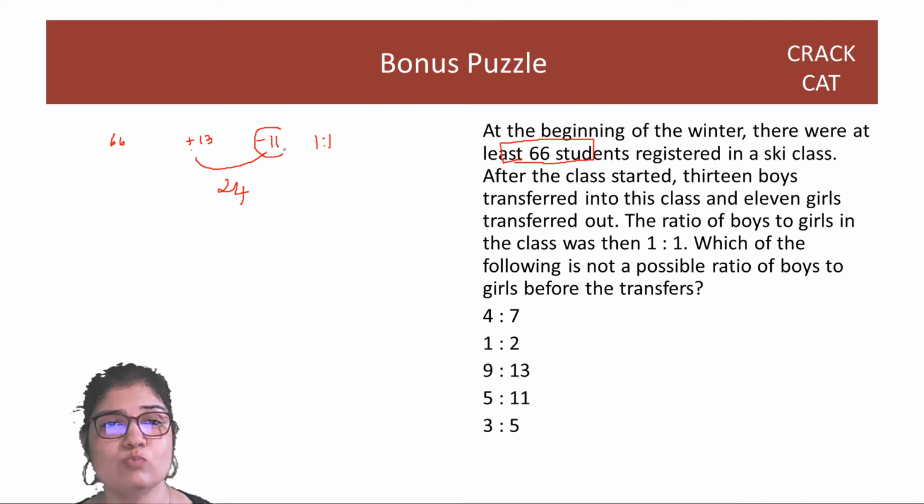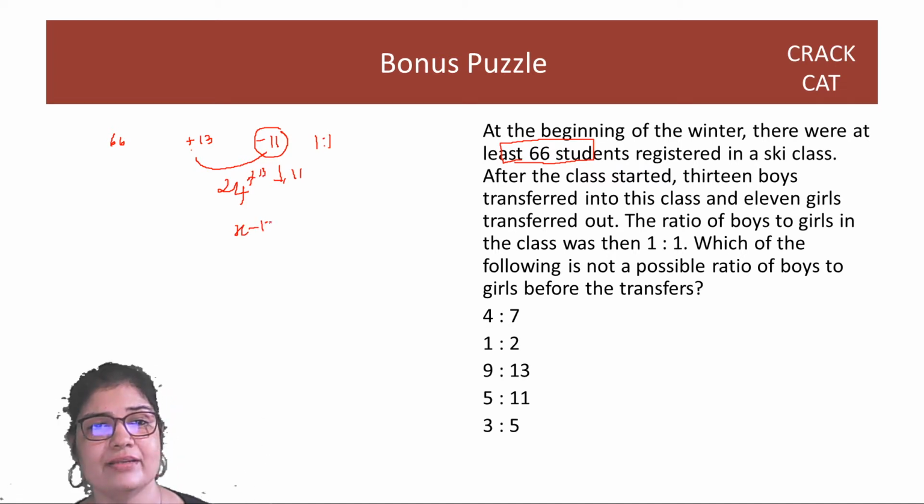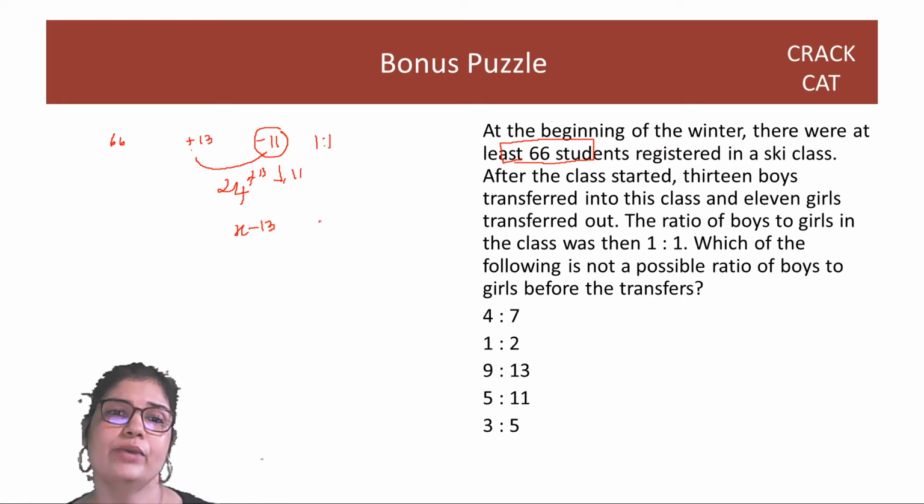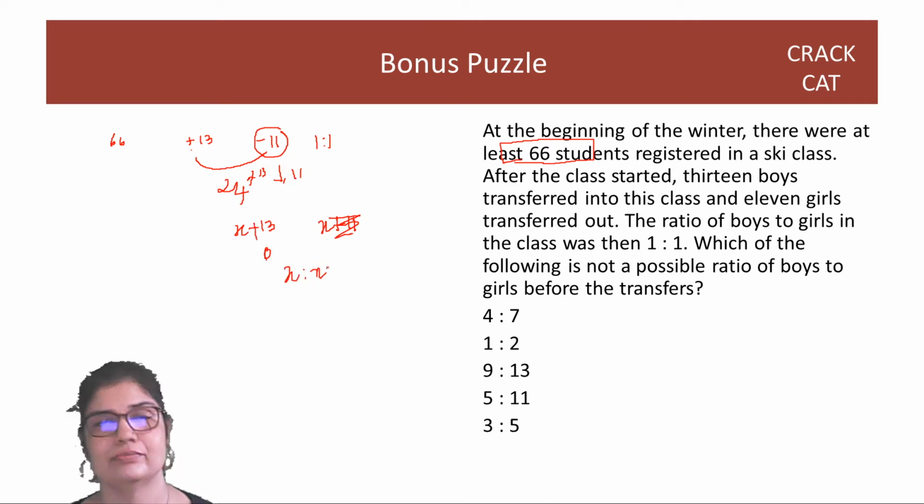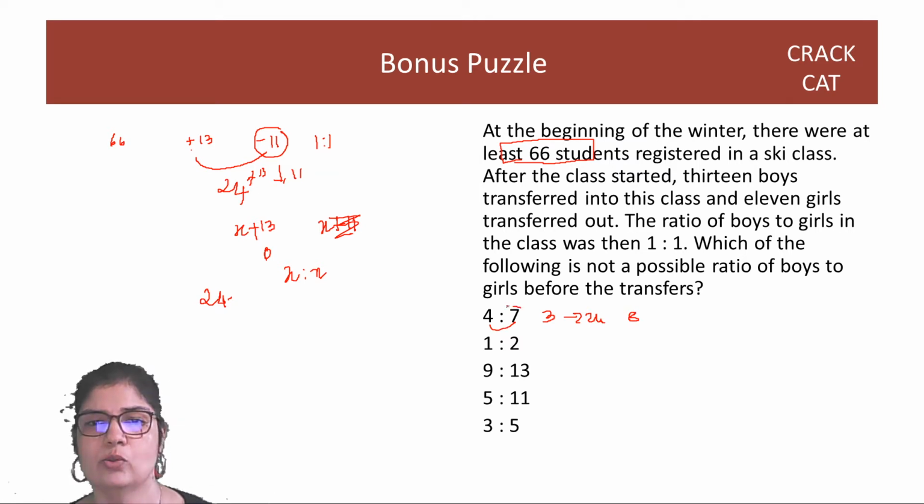Okay, 11 girls moved out, so the girls reduced by 11 and the guys increased by 13. So earlier the guys would have been x minus 13 and the girls would have been x plus 11. That's why when 11 move out and 13 come in and this becomes 0, they become equal. So the gap between them is 13 and 11, 24. So now it's very easy, guys. We'll just say this is the gap, 3 is the gap, 3 is 24. So our constant, our multiplier is 8. Total number of kids are 11 into 8, 88. So there 88 is more than 66, possible.